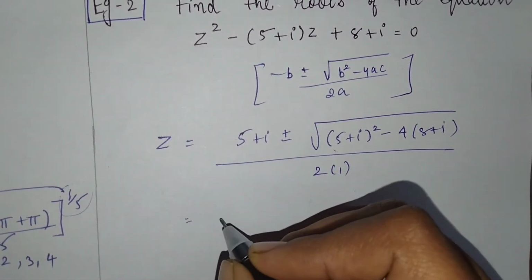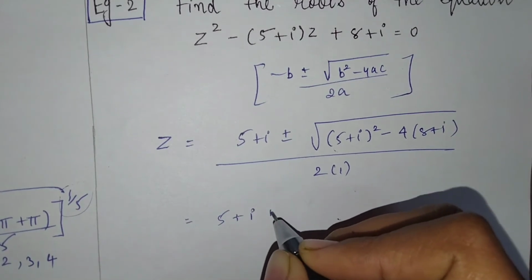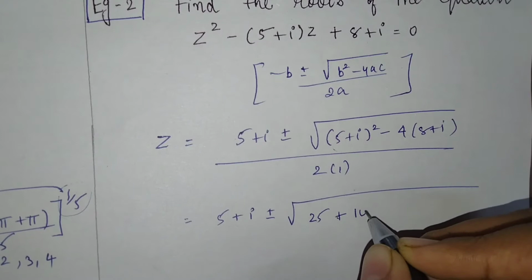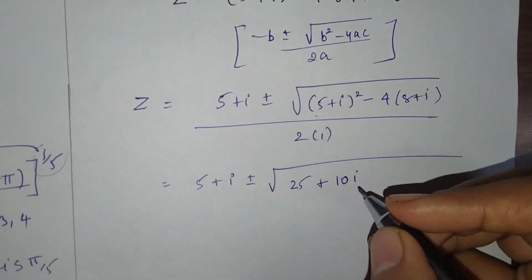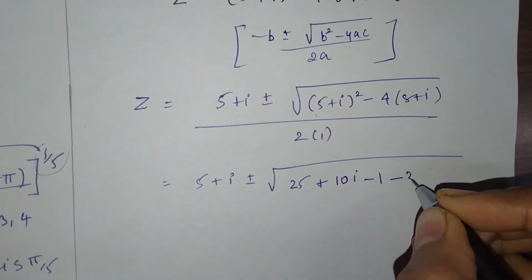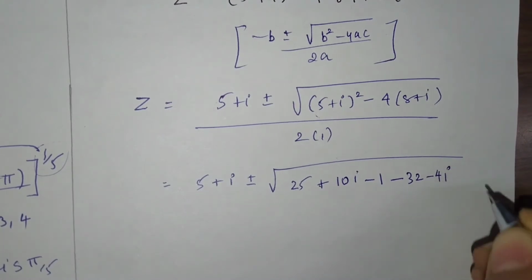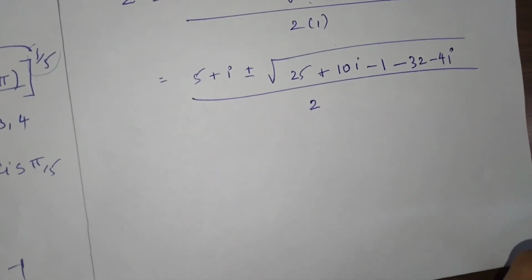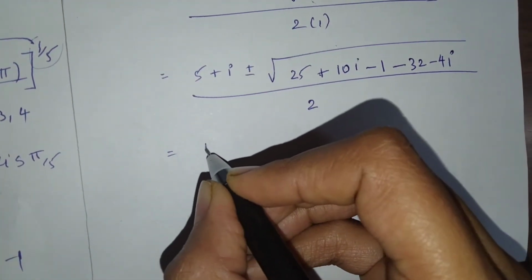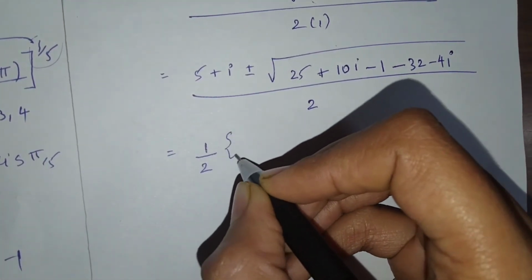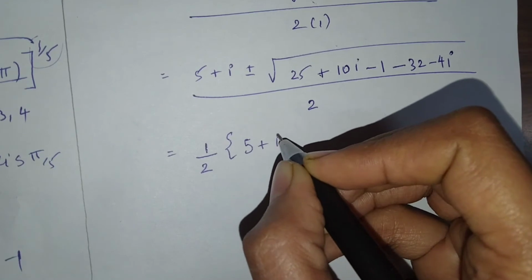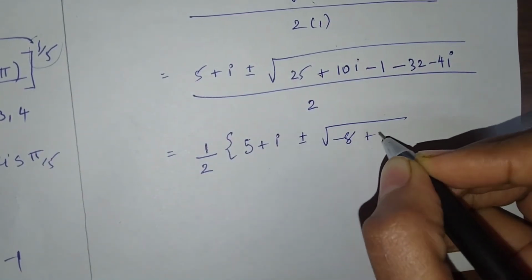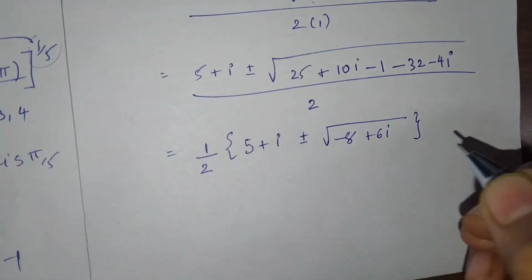Solving it further, we will get (5 plus i) plus or minus square root of (25 plus 10i minus 1 minus 32 minus 4i), upon 2. So we can rewrite this as 1 by 2 times (5 plus i) plus or minus square root of (minus 8 plus 6i).